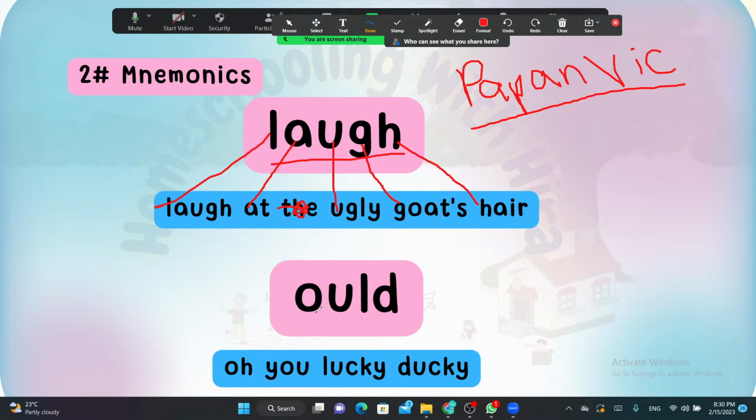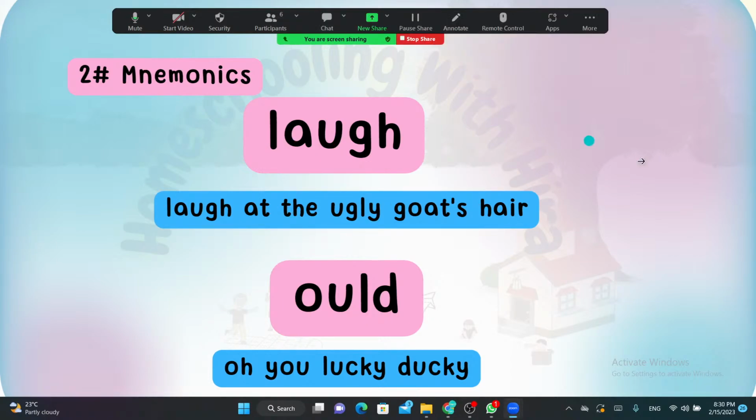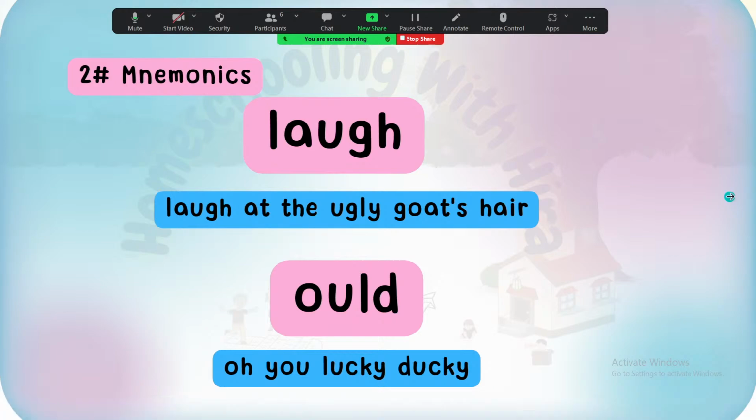The ould of could, should, would can also be turned into a mnemonic. Oh, you lucky ducky. This is oh, you lucky ducky. Just remember this and then add a k or wa or sh sound at the beginning, and it will be would, could, should. Right? Oh, you lucky ducky. Just give some expressions to your mnemonic, and children will love it. They will enjoy it and remember this as well.